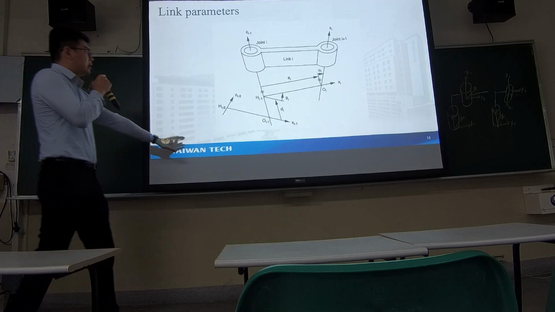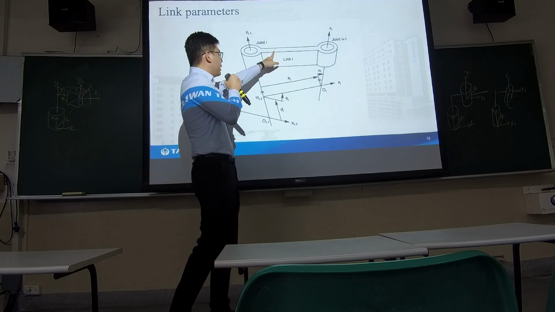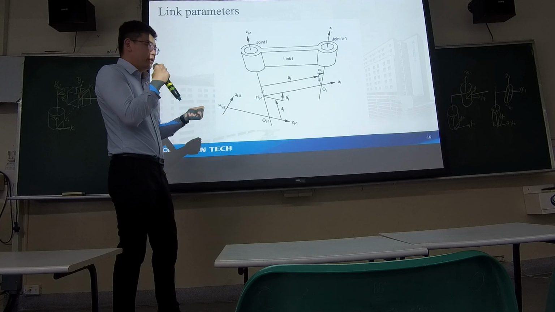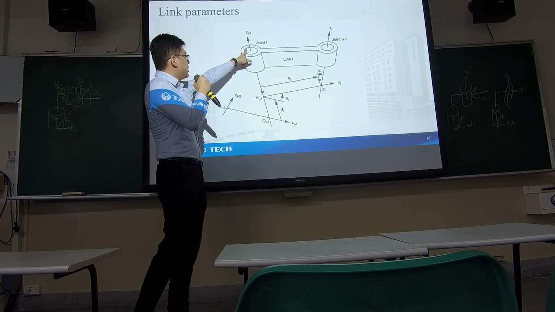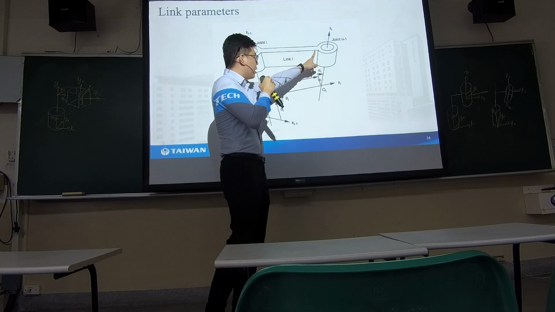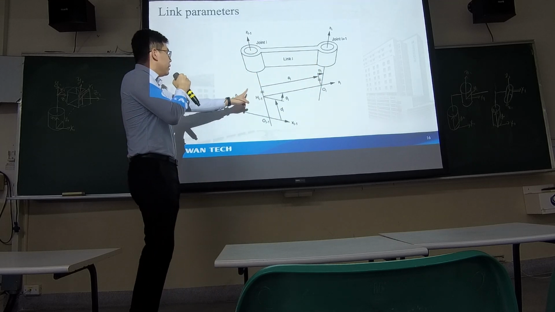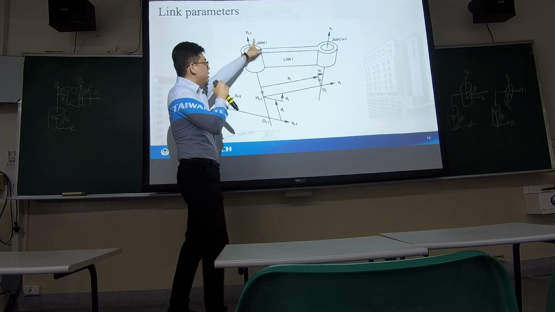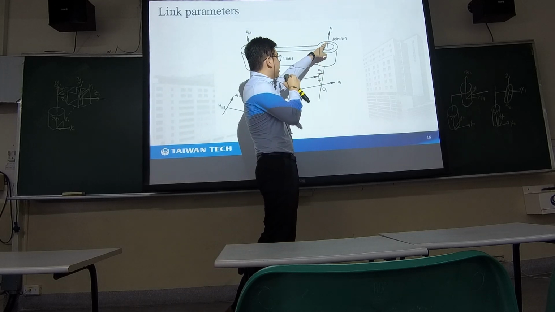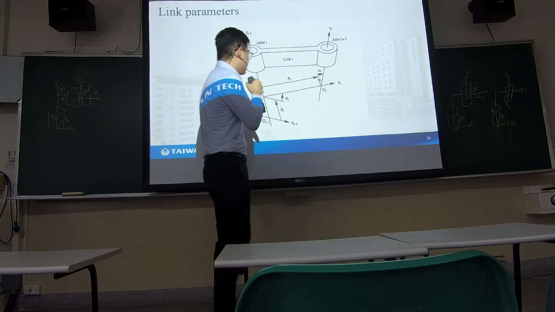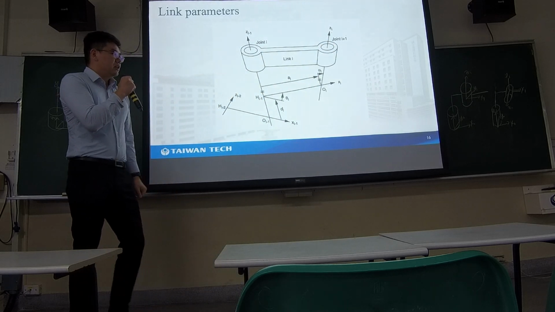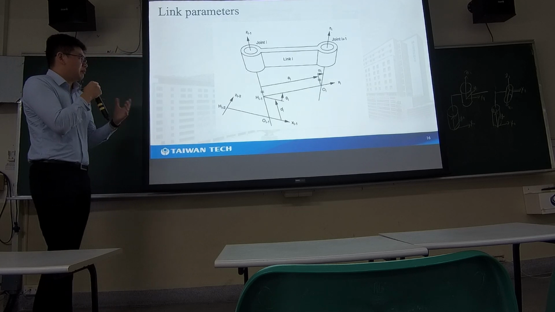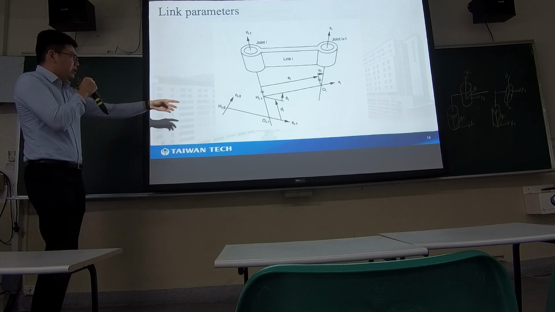This is the link, and this is link i, and we have 2 axes in a link. So here we can say it's joint i, and here is joint i plus 1. And remember, the z-axis passing through joint i is z i minus 1, and the z-axis passing through joint i plus 1 is z i. I think there may be many parameters here.